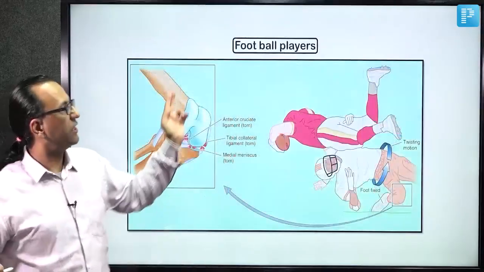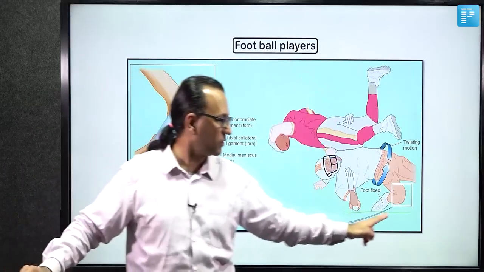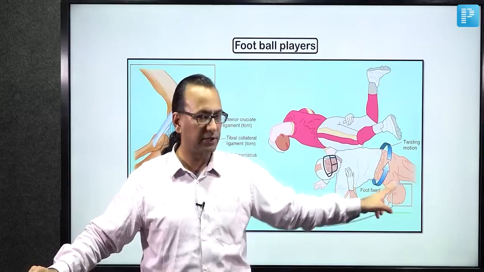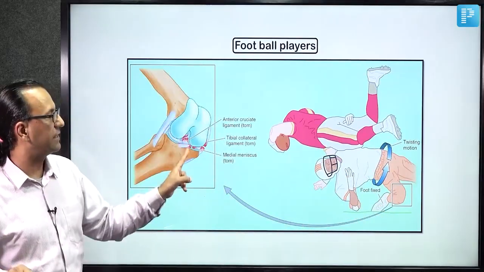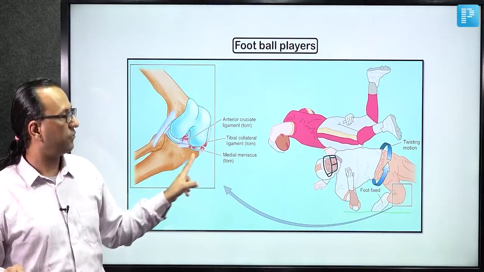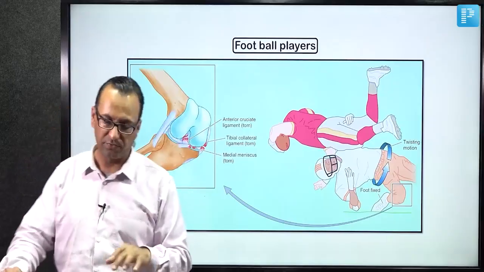This is a case of an unhappy triad injury in a football player when the foot was fixed to the ground and the knee was in flexion, there is a twisting fall to the same side. Three structures have been compromised, which are the ACL, anterior cruciate ligament, and the medial meniscus, and the tibial collateral ligament, which is also called the medial collateral ligament. Let us look at more details of these ligaments now.